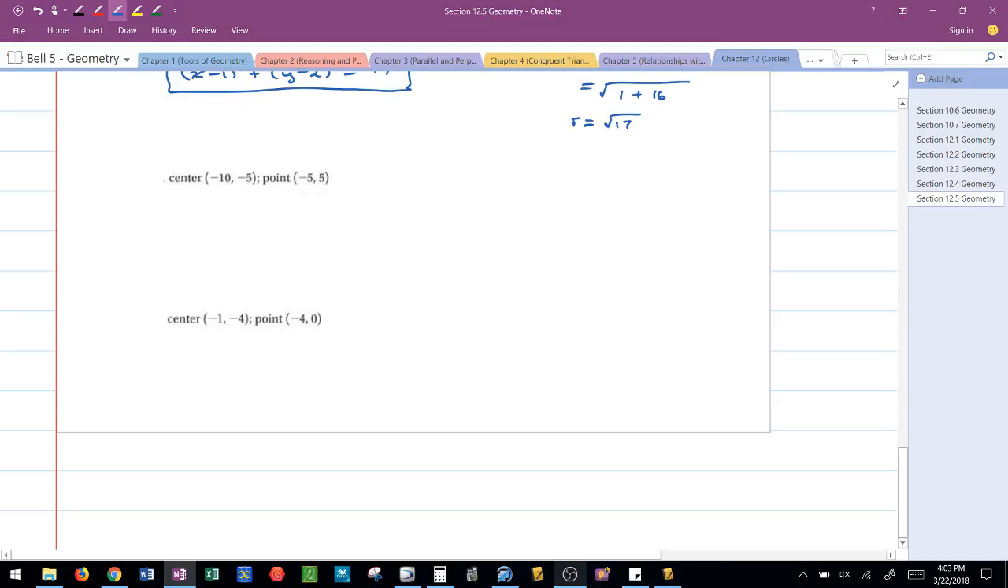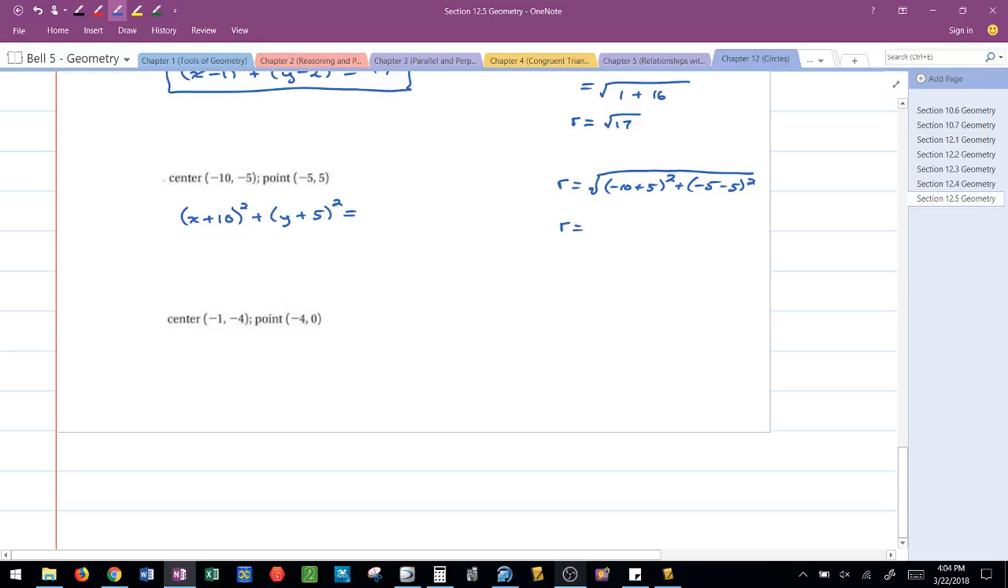I have a center at negative 10, negative 5. That tells me x plus 10 squared plus y minus negative 5, so y plus 5 squared, equals some radius squared. Now I have to find the radius by using the distance formula. So I know the radius is going to be the square root of negative 10 minus negative 5, we're subtracting the x's, plus negative 5, the y, minus 5 squared.